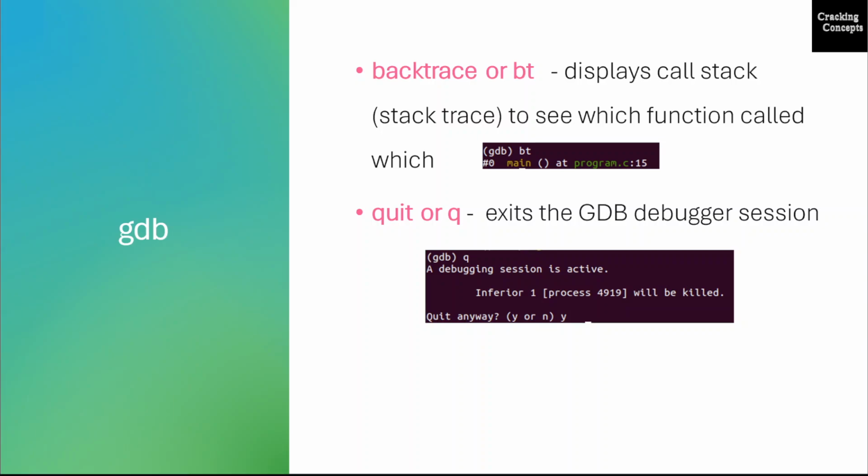Here #0 means it's the current stack frame. The higher numbers would indicate the functions that called the current one. That is, if higher numbers 1, 2 are stated, it means 1 and 2 were calling stack frame 0. Then the main function where the program is paused, and this is the exact location in the source code file where execution is currently halted. And finally, we have the quit or Q command, which exits the GDB debugger session.